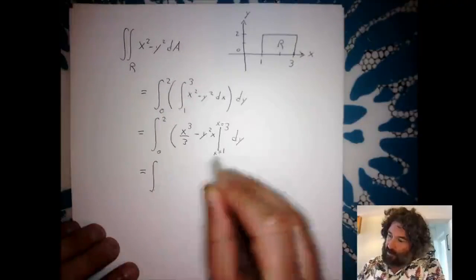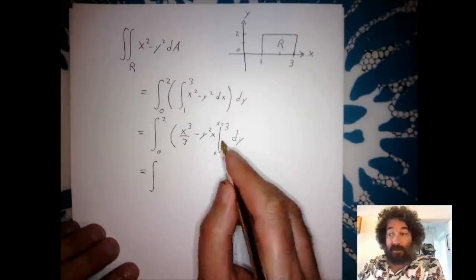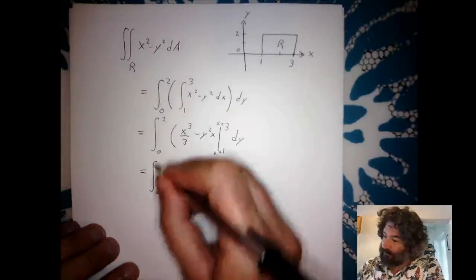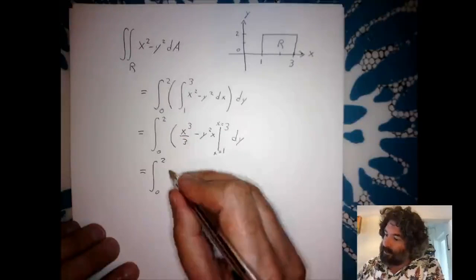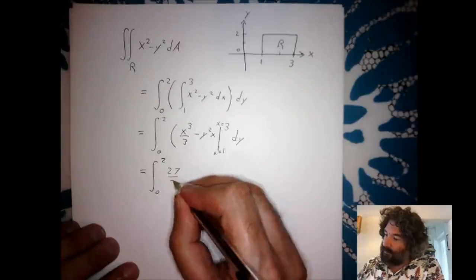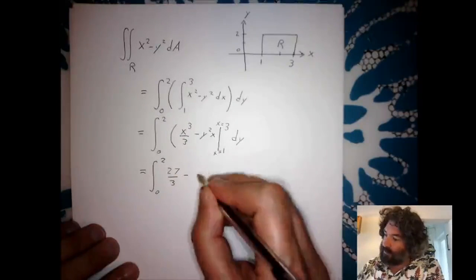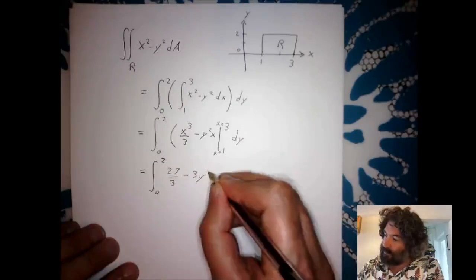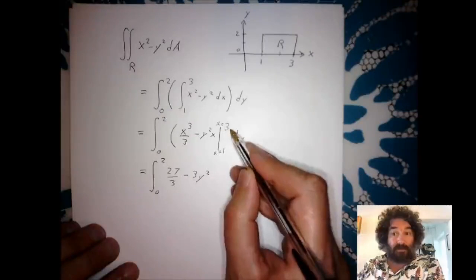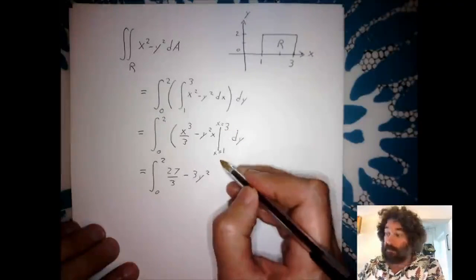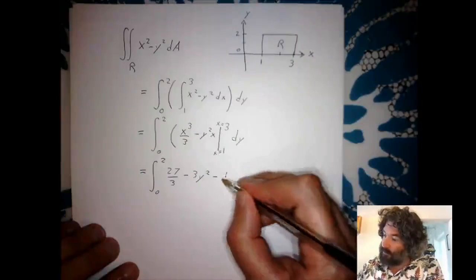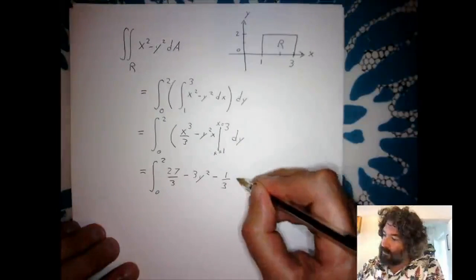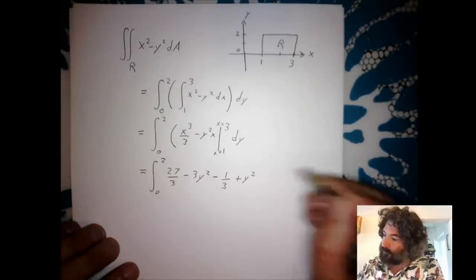Okay, and so let's plug in the 3 and 1 for x. So when we plug in 3, we get 3 cubed is 27 divided by 3 minus y squared times 3, so 3y squared. That's the x equals 3 limit. And then let's put in the x equals 1 limit, minus 1/3 plus y squared.